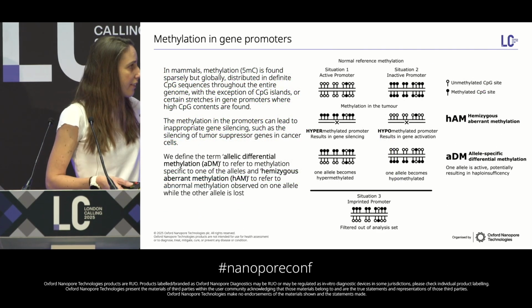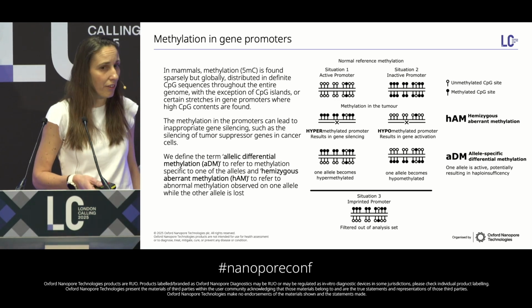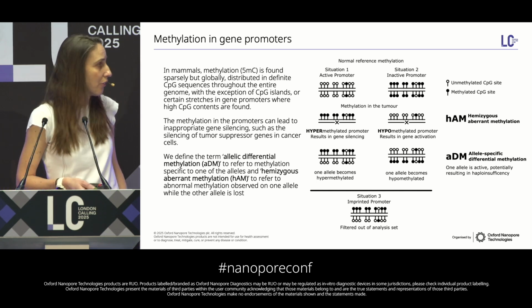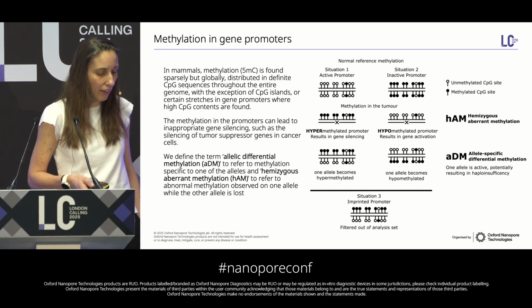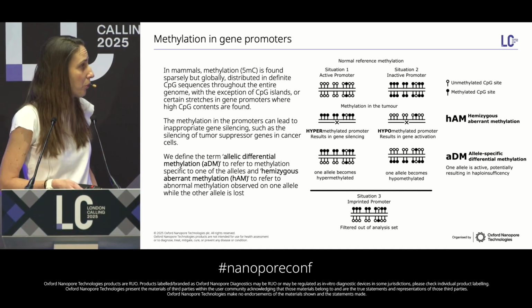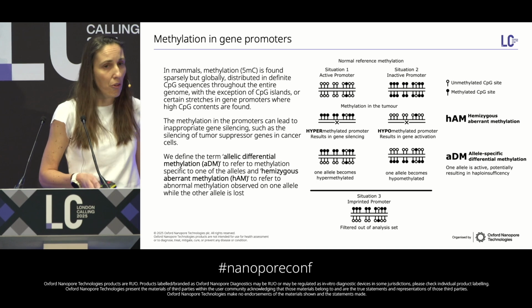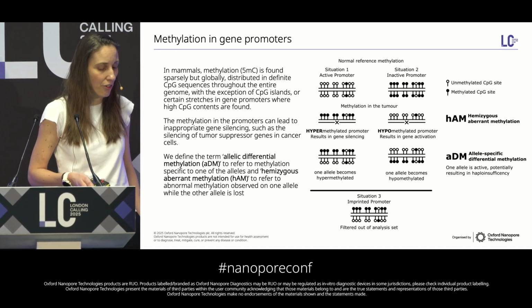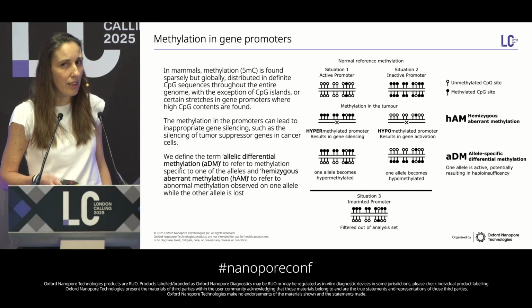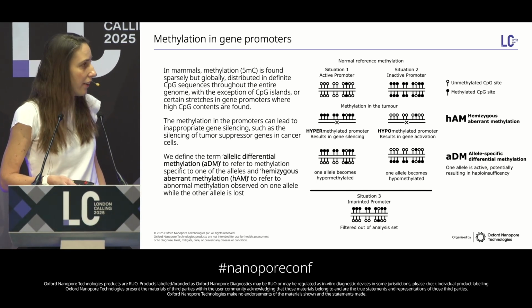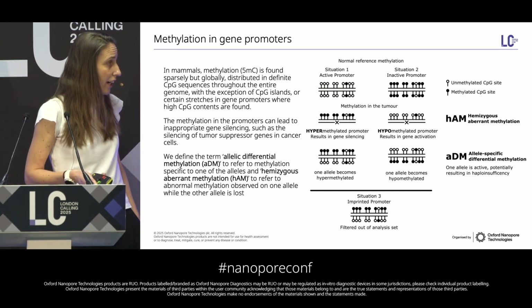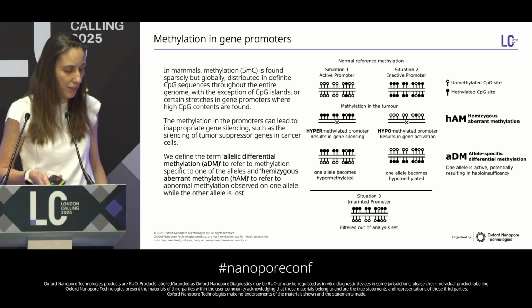We are particularly interested in allele-specific differential methylation. By doing phasing, we can look at differential methylation on the different alleles. In normal tissue, there are some genes where the promoter is active, so there is no methylation on any of the alleles for this gene promoter. But in tumor, we often see that one of the alleles becomes hypermethylated, while the other allele is lost, usually due to allelic loss. I'm going to call this hemizygous aberrant methylation, or HAM, in my presentation.